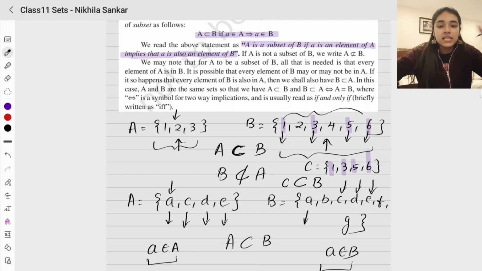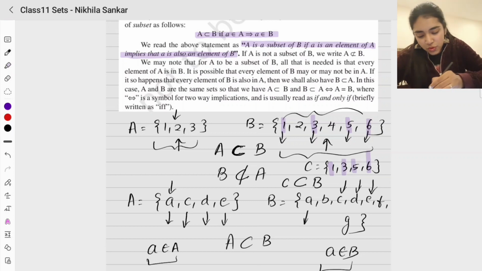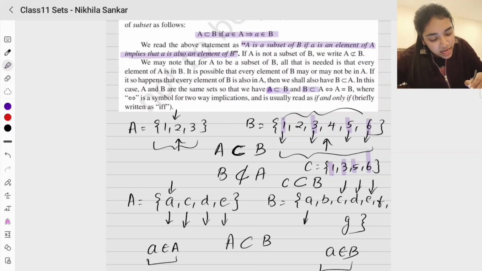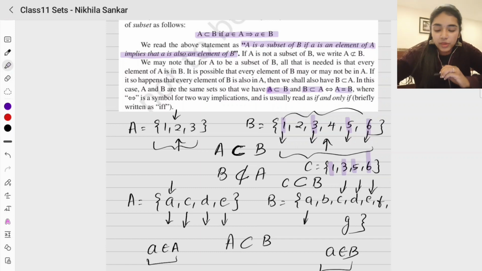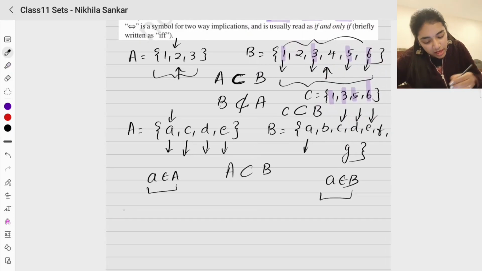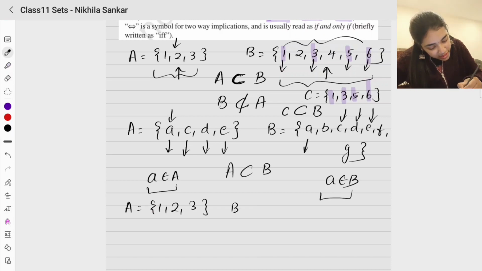B ல இருக்கிற elements C ல இருக்கும். C ல இருக்கிற elements கண்டிப்பா B ல இருக்கும். Okay? So you also have to know another symbol. So if A is a subset of B and B is a subset of A, if and only if A is equal to B. இப்போ இவ்வளவு நேரம் நம்ம equal sets பார்த்துட்டு இருந்தோமா?